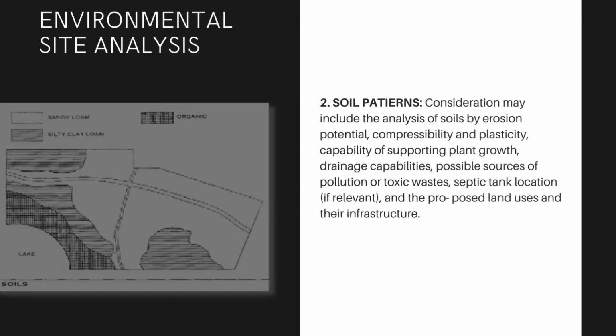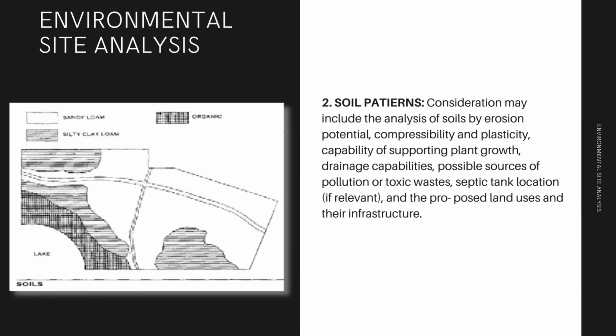Second is the soil patterns. Consideration may include the analysis of soils by erosion potential, compressibility and plasticity, capability of supporting plant growth, drainage capabilities, possible sources of pollution or toxic waste, septic tank location if relevant, and the proposed land uses and their infrastructures. So, any soil affects human activities, not only in agriculture.